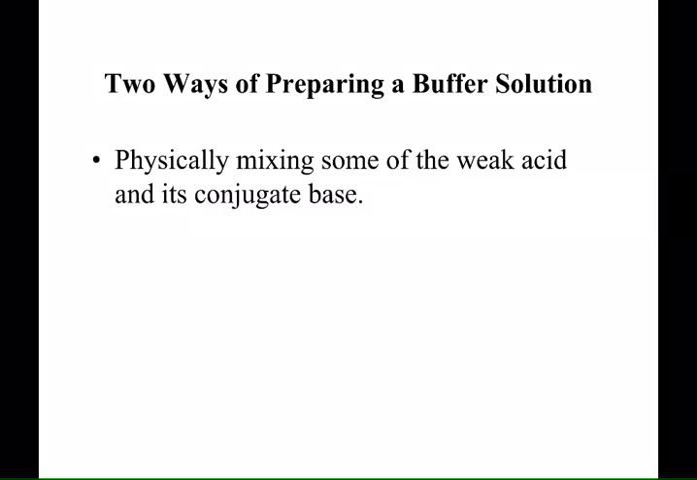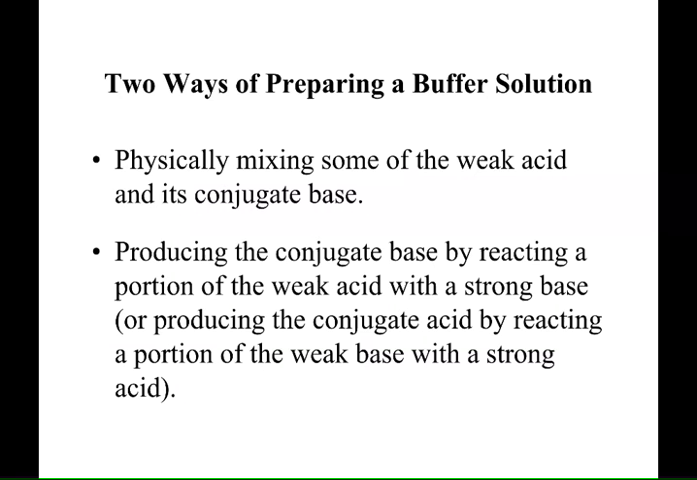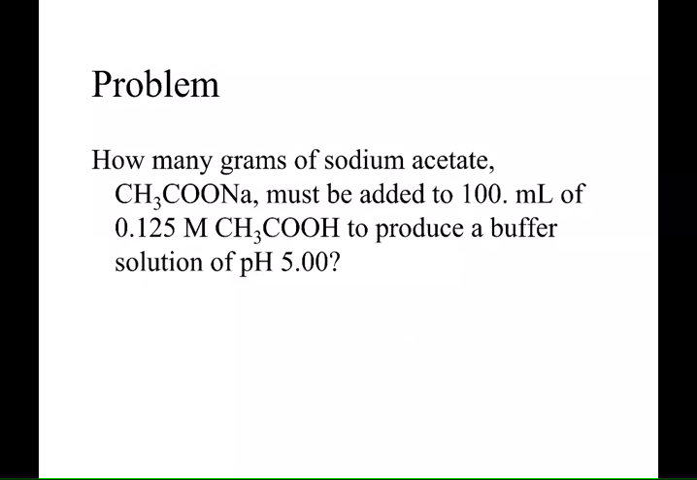The other way, and we'll be talking about this on Wednesday, is to go ahead and force the production of your conjugate by either adding a strong acid or a strong base. I'll show you what that looks like. Something on the front end to force it to react, to convert some of your weak acid or weak base into its conjugates. So let's look at the easy one first.